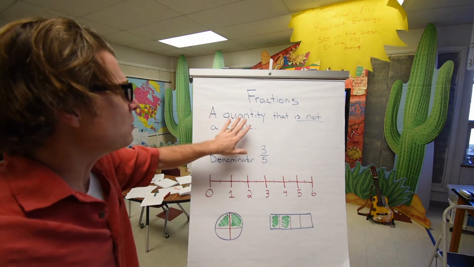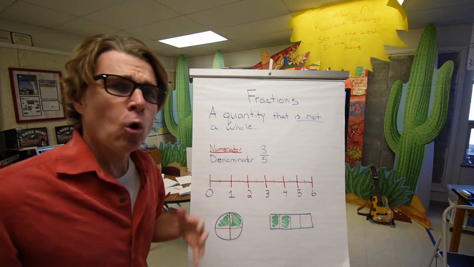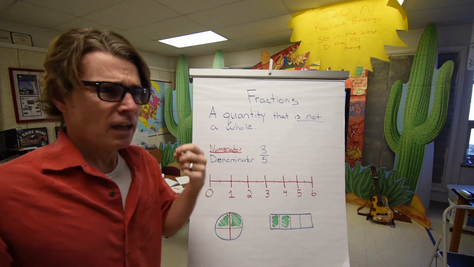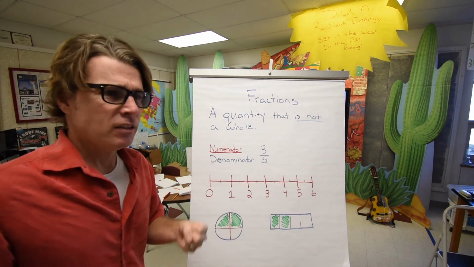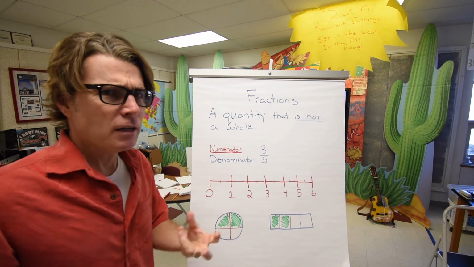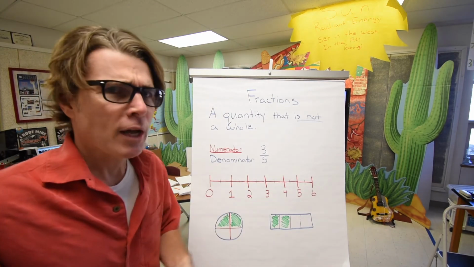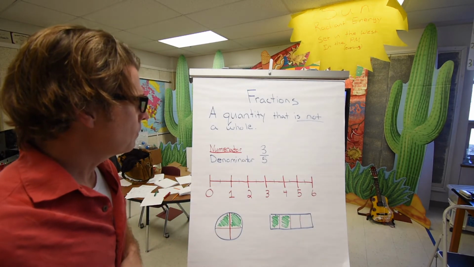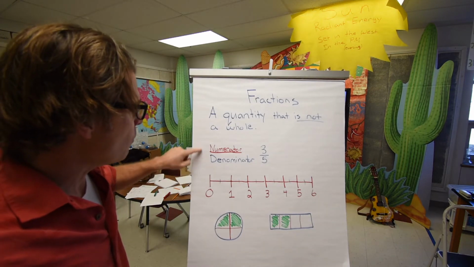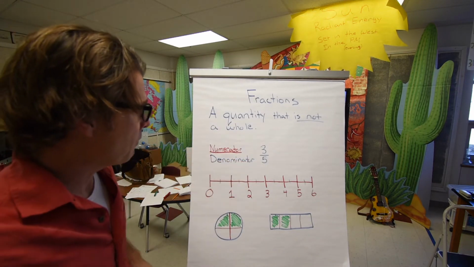Well, a fraction is a quantity that is not a whole number. So it's not an entire 1 or it's not an entire 2. It's part of a whole. Now the parts of the fractions here, we have a top number and we have a bottom number.